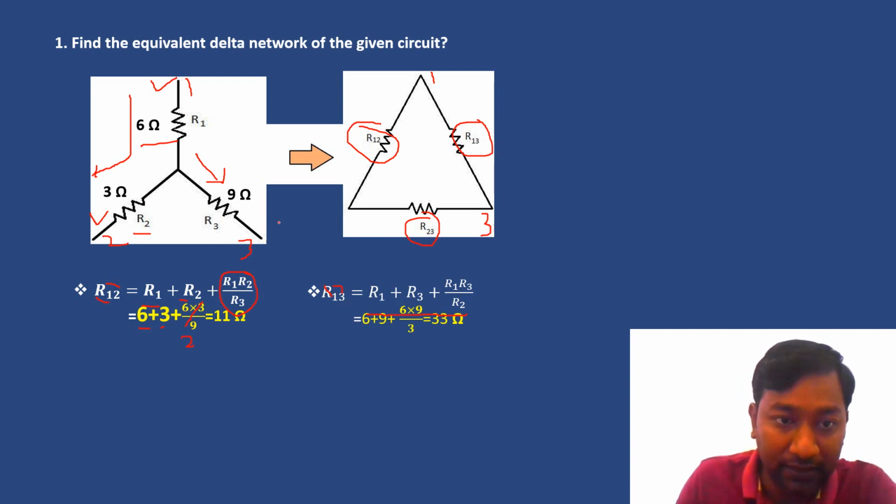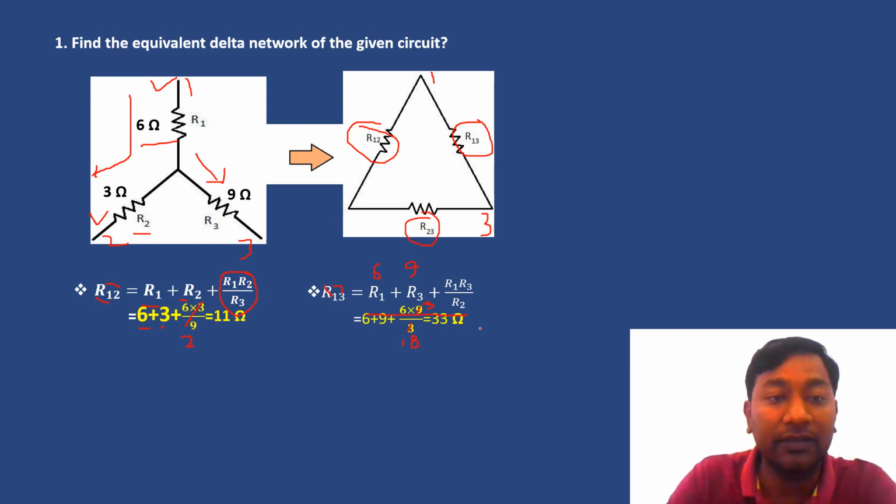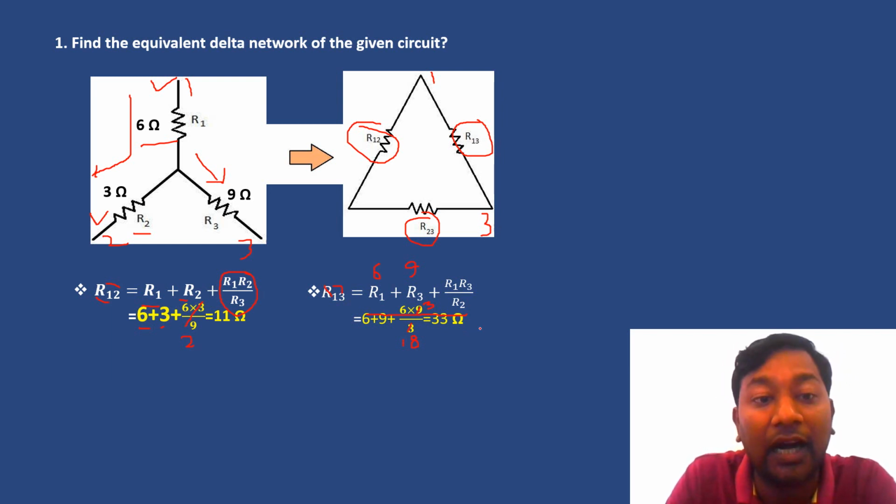So R1 is 6, R3 is 9, and this one is 6 into 9 divided by 3. So we are getting 15 plus 18. 6 into 9 is 54, divided by 3 is 18. So we are getting 18 plus 15 equal to 33 ohm. Similarly we can calculate the value of R23.